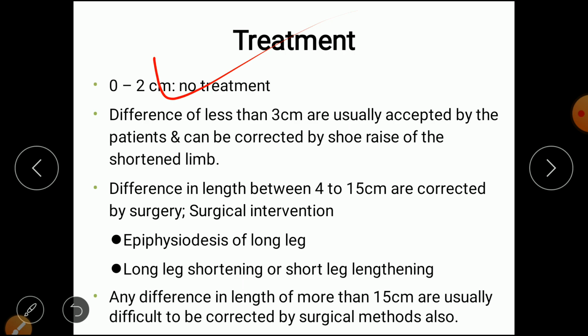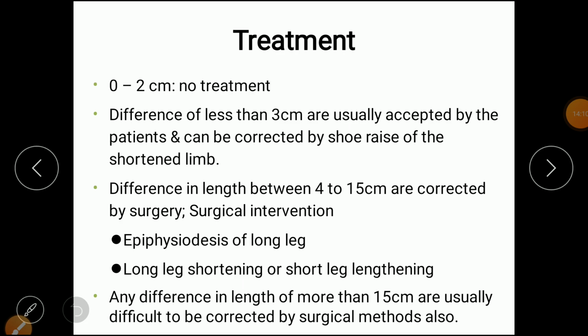of the shortened limb. Okay, we can give a higher shoe on the affected side, so it compensates the limb length difference. Differences in length between 4 to 15 centimeters are corrected by surgery, so surgical intervention is required, like epiphysiodesis of the longer limb, shortening, or lengthening of the short limb. So these are the certain techniques by which we correct the LLD. Any difference in length of more than 15 centimeters is usually difficult to correct by surgical methods also.